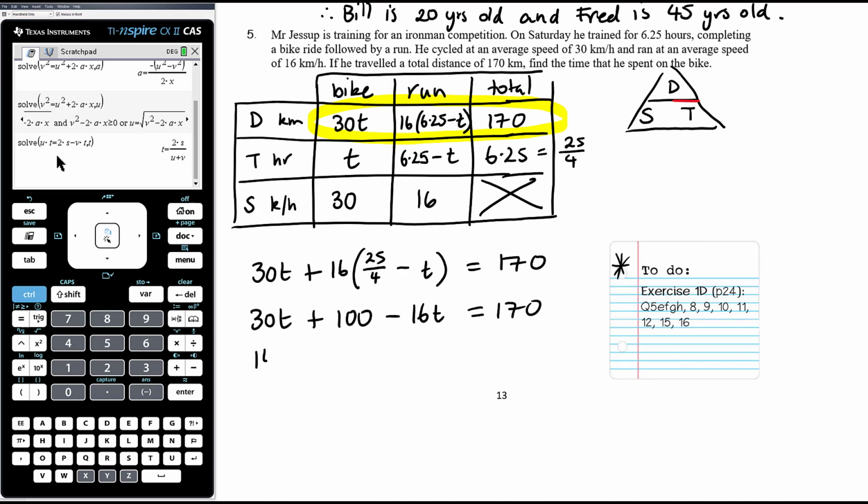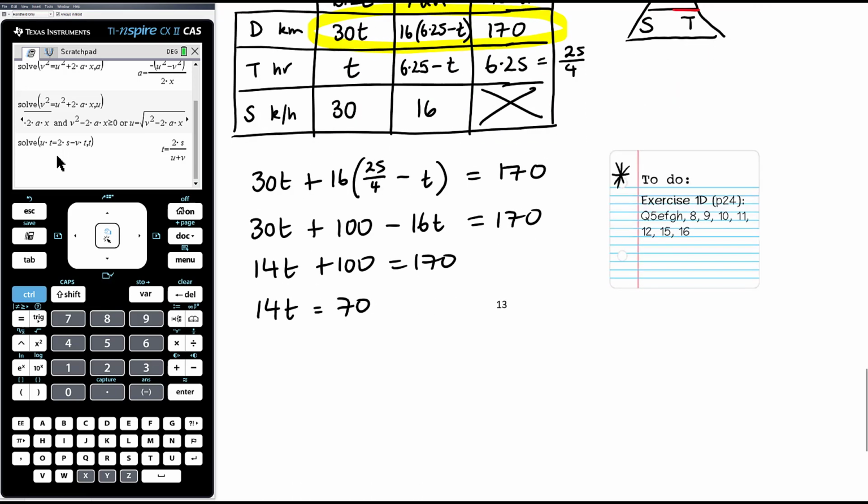30t minus 16t is 14t, plus 100 equals 170. Take away 100, 14t equals 70. t equals 70 on 14. Now you might know what that is off the top of your head, but if you don't, that's fine. Just break it down. 7 goes into both of those, so that's 10 on 2, which is 5. So therefore 70 divided by 14 must be 5. If you knew that straight away, fine. If you didn't, you can still get there just with one extra step. So t equals 5.